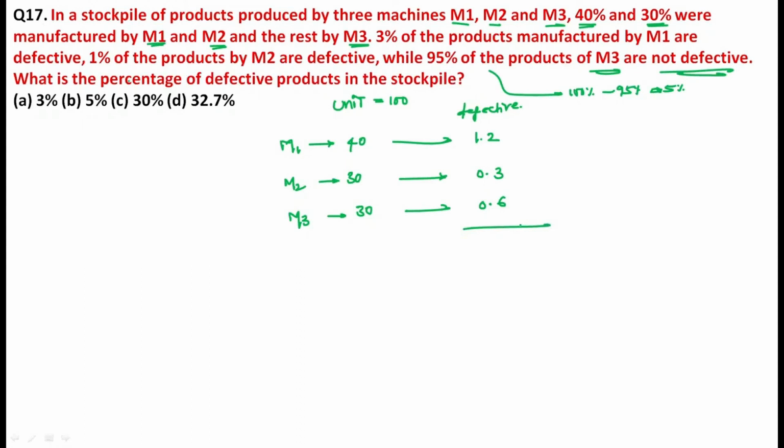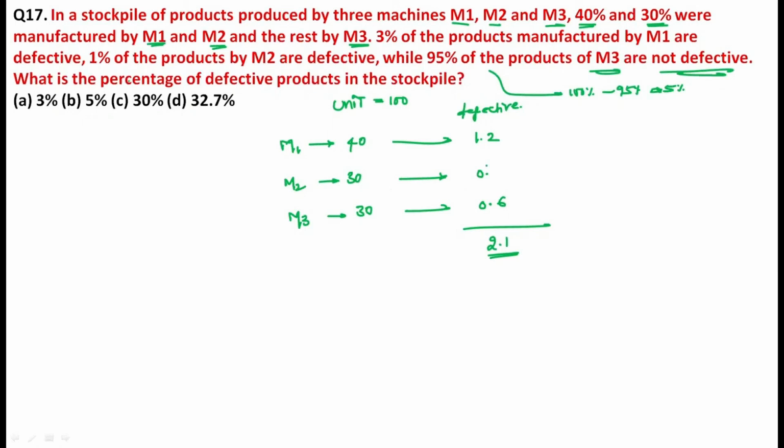The defective products in the stock: the total value, see, 1.2, 0.3, 0.6, the total value becomes 2.1. Just cross verify once. 3% of 40 is 1.2, and 1% of 30 is 0.3, and 5% of 30, 5 sixes are 30, is 0.6. Now the total value becomes 2.1.